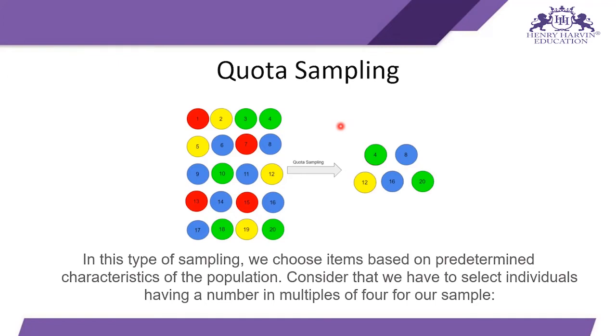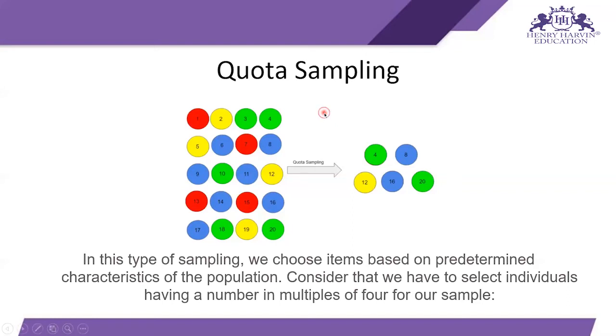So this is quota sampling, because our product is based on some target people, not the whole population. Our cosmetics are majorly used by girls, not by men. So this is all about quota sampling.